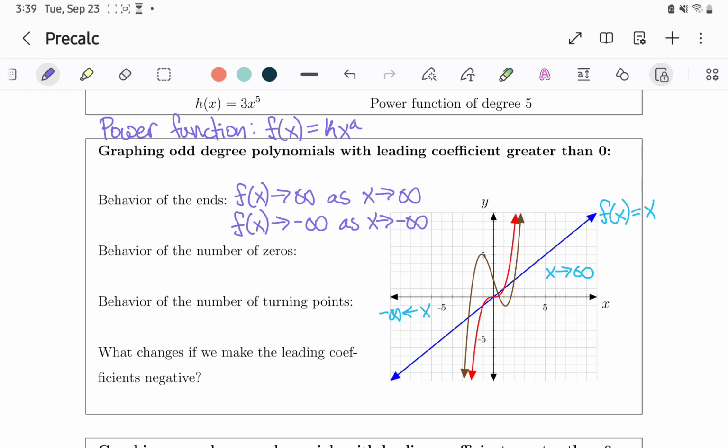And then when it comes to the number of zeros for an odd degree polynomial function, regardless of whether the leading coefficient is positive or negative, what we can say is that there is going to be at most n zeros.